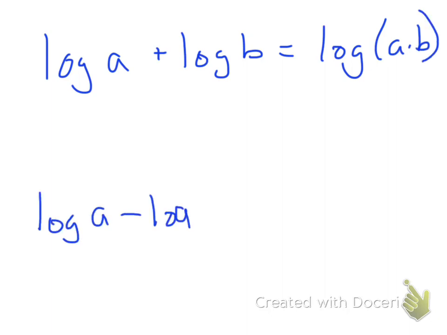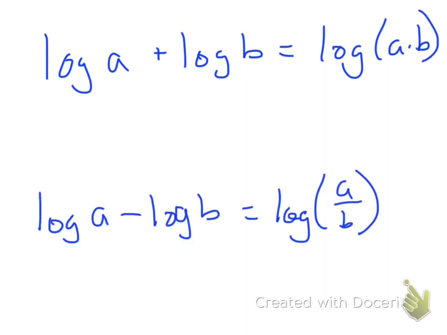The last thing to go over are different properties that we have. The top one we have here is the product property. So log of a plus log of b is going to equal the log of a times b. And the bottom one we have, log of a minus log of b equals log of a divided by b.